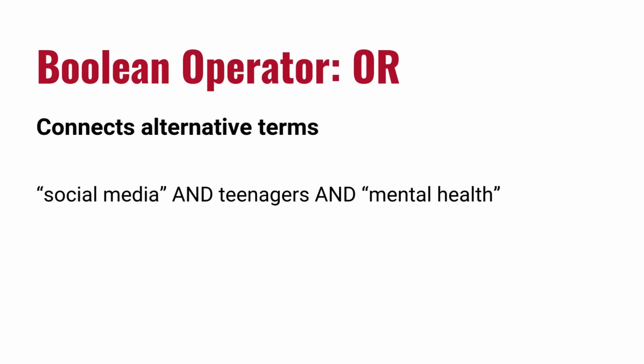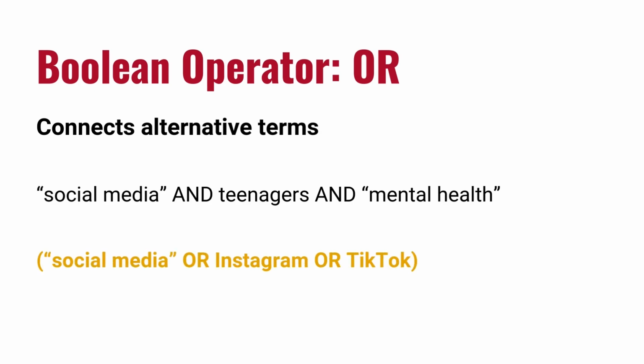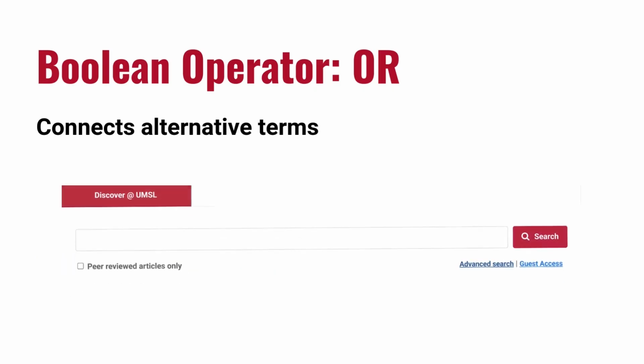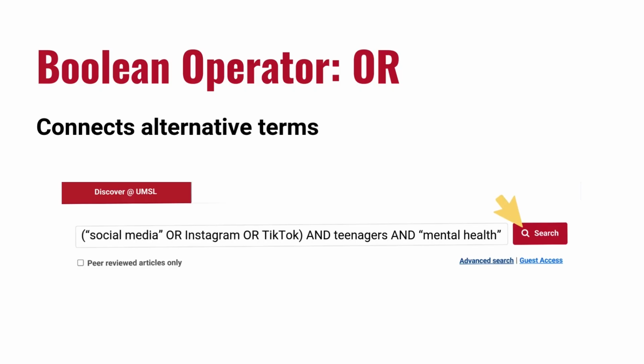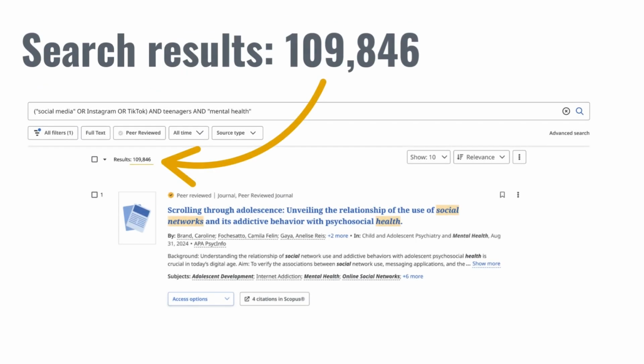Here is our original search string. To include specific social media platforms, we include our original keyword, social media, in parentheses, with our new alternative terms connected by the word or. Now we are telling the search that we want materials that talk about either social media or Instagram or TikTok, as well as teenagers and mental health. Each time we add a new alternative term with the word or, we are giving the search more words to match with, which means we should have a higher number of results.